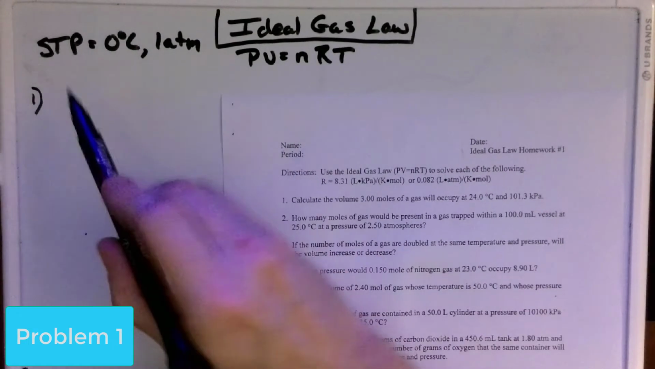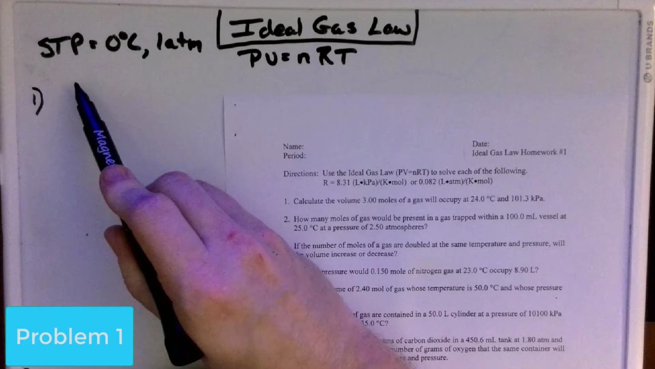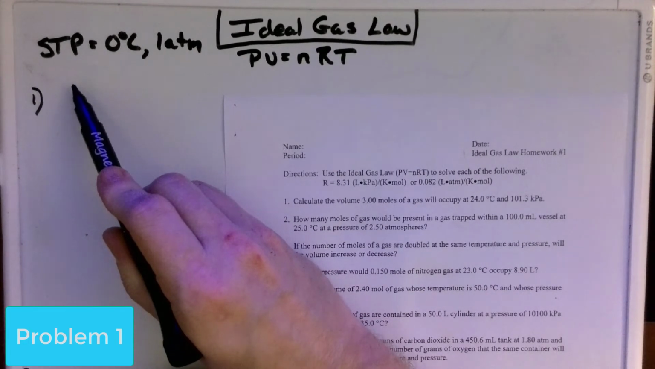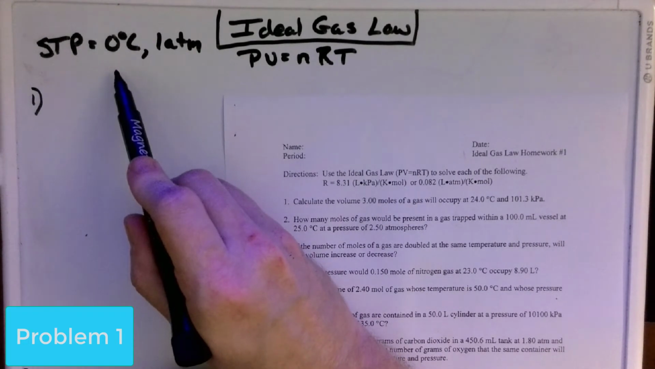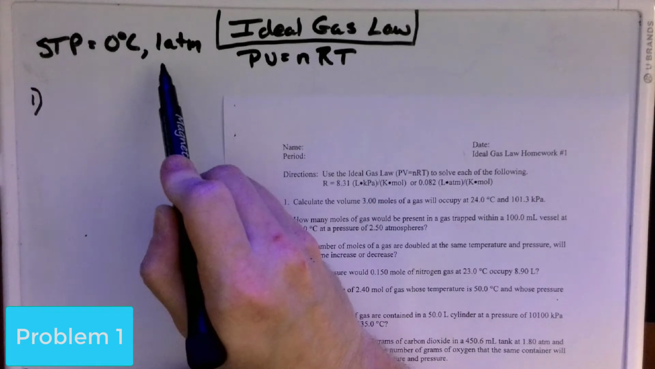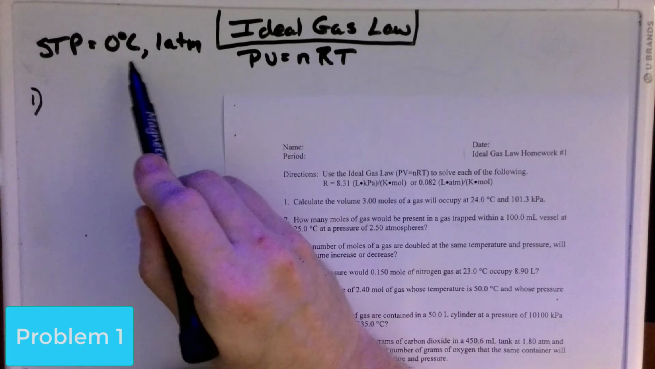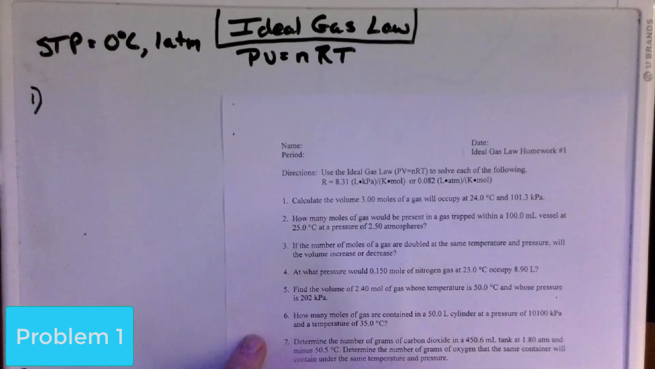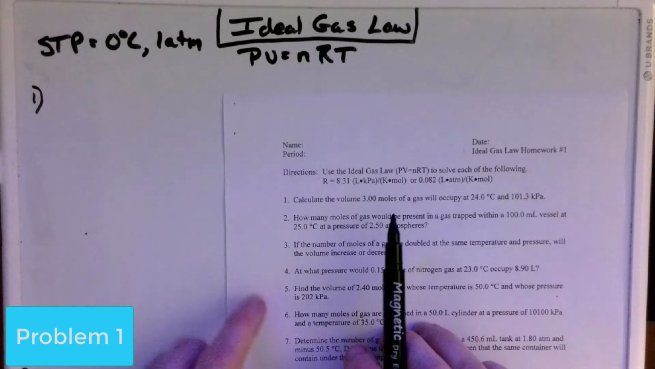A few other points. STP stands for standard temperature and pressure. The temperature happens to be 0 degrees Celsius, and the pressure is 1 atmosphere. If you ever see the conditions STP, make sure that you know that these are the temperature and pressure that are given to you. Let's begin by taking a look at problem number 1.